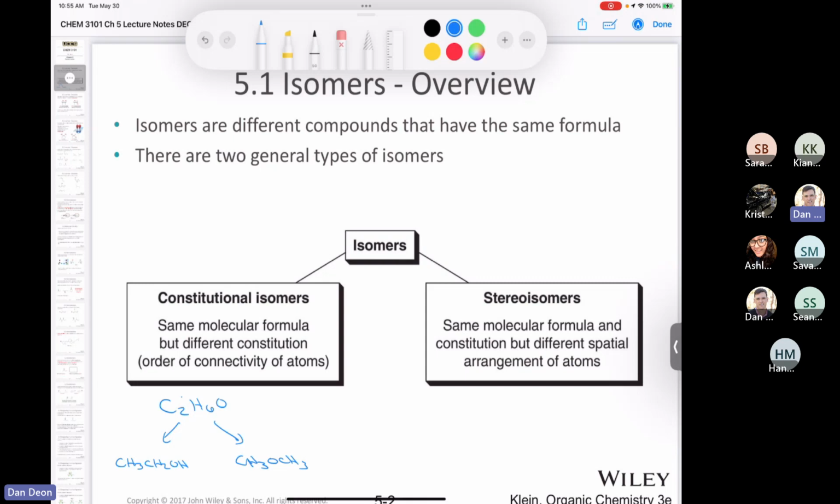The other possibility is what we call stereoisomers. It says same molecular formula and same constitution, but different spatial arrangement of atoms. So the key word here is going to be spatial. The atoms are oriented differently in space somehow. And I'm going to give you some examples of that. Let me just give you one right now.